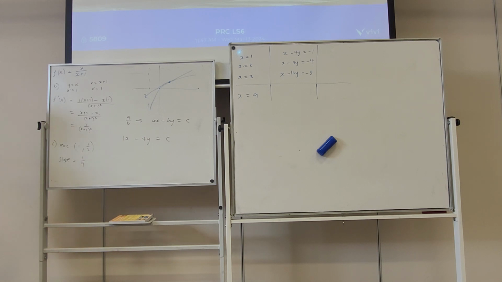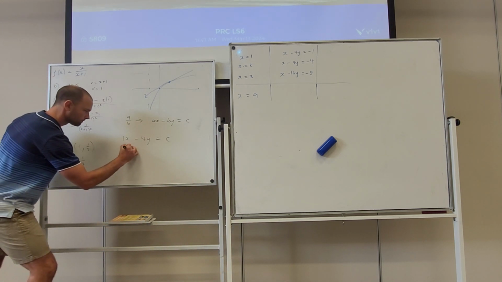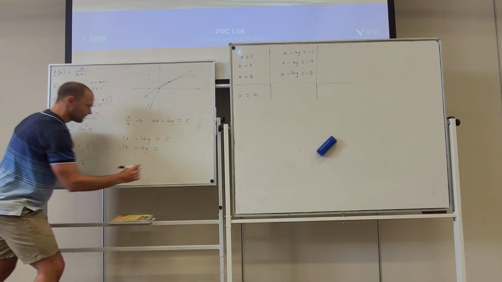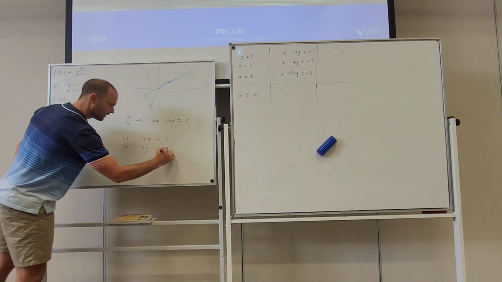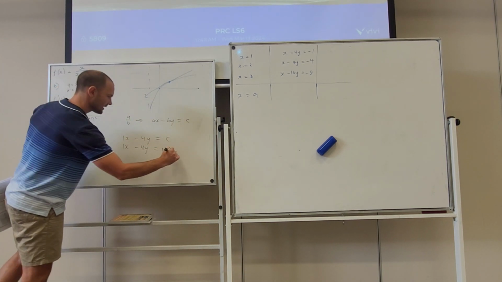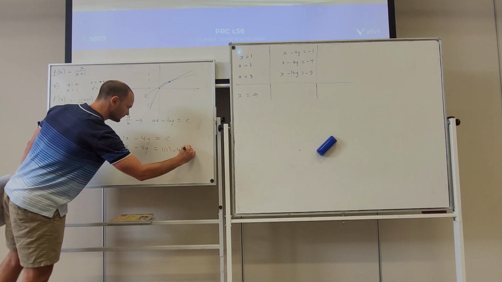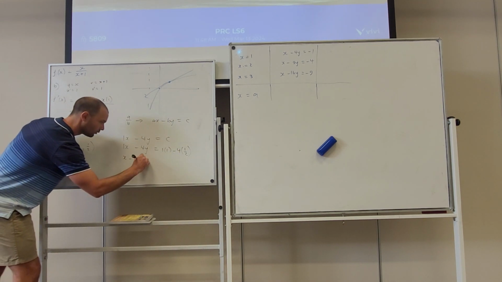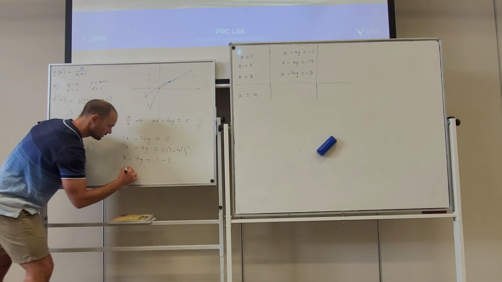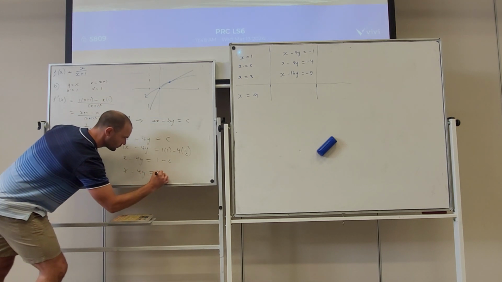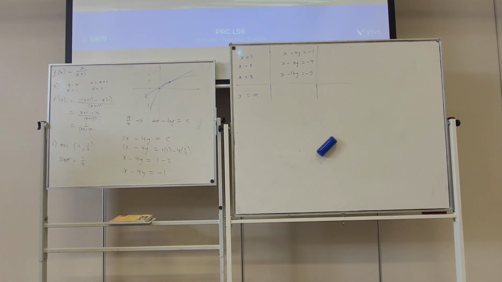In order to find C, I'm substituting one lot of the x value and then take away 4 lots of the y value. So x take 4y equals 1 take 2, so x take 4y equals minus 1. QED. It has been demonstrated.